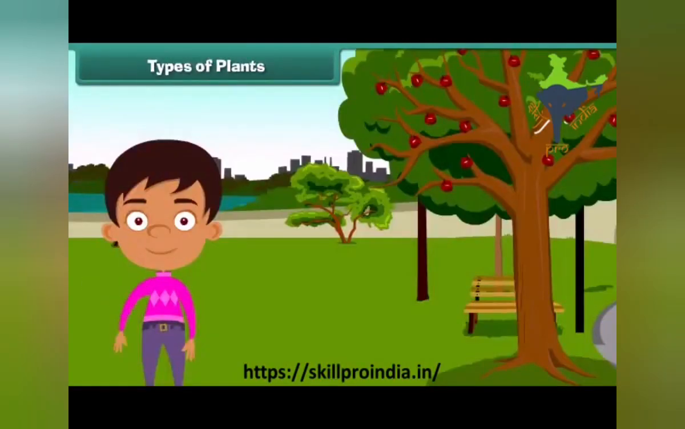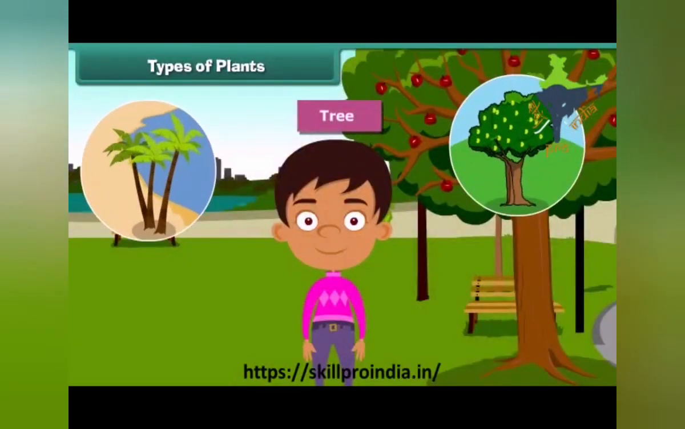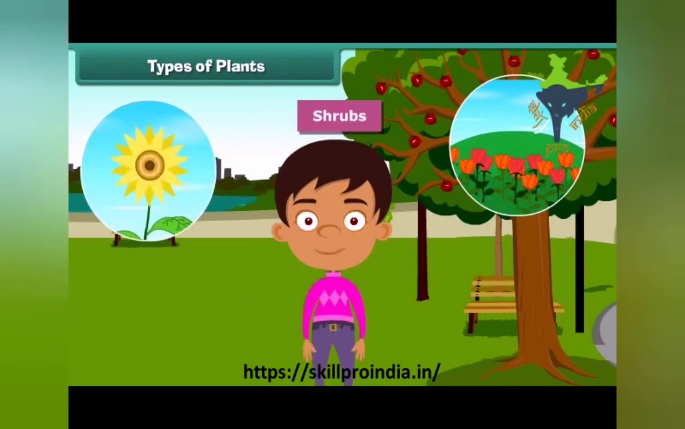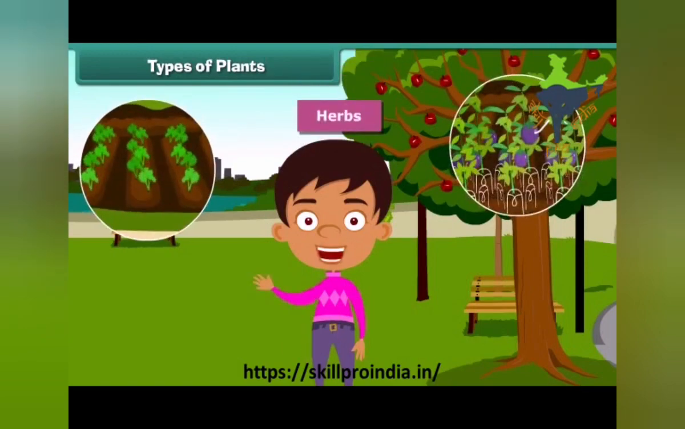Children, we often see different types of plants around us. We find that some of the plants are tall while some are small. Plants which are very tall and strong are called trees. For example, mango tree, coconut tree, and neem are tall. Plants which are smaller than trees are called shrubs, such as rose and sunflower plant. Besides, some plants are very small and are called herbs. Brinjal and spinach are examples of herbs.